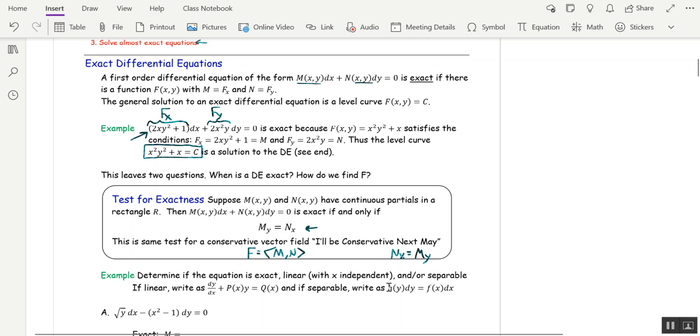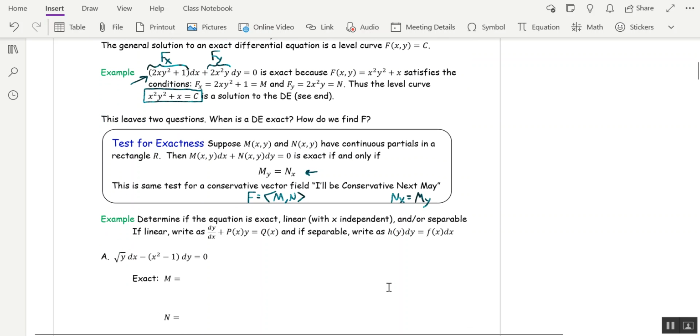All right, so we're going to go through three examples, and we're going to determine if these differential equations are exact, linear, and/or separable. And I want to illustrate to you that these conditions are all distinct, so one doesn't imply the other.